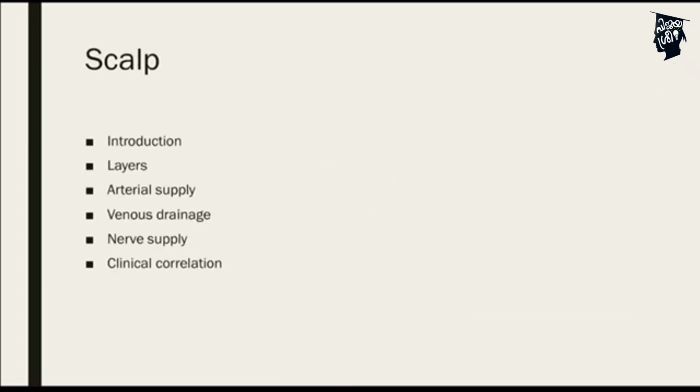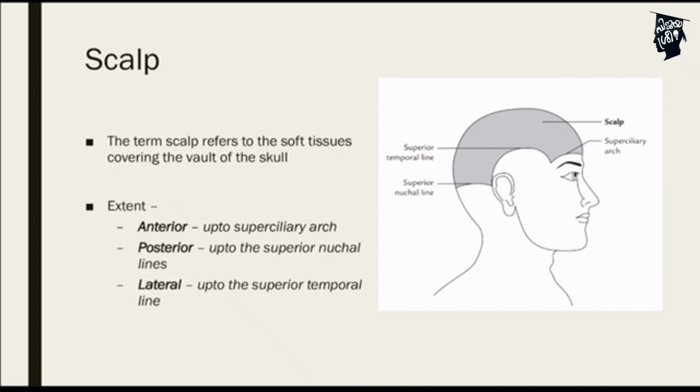Scalp. Today we'll be discussing the scalp under the following headings. First, we'll have a brief introduction about the scalp, following which we'll be discussing the different layers of the scalp, then the arterial supply, the venous drainage, the nerve supply, and finally the clinical correlation.